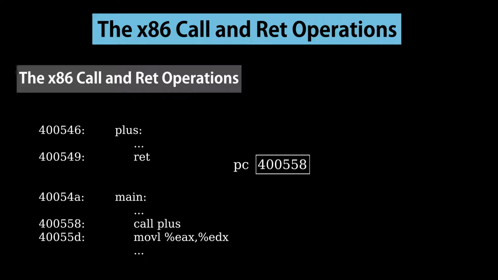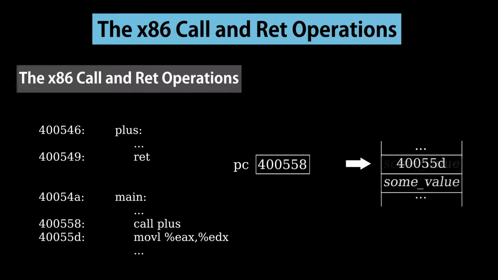Instead, we save the return address by pushing it onto the runtime stack. Prior to the call, the stack pointer is pointing to whatever value is on top of the stack. Here, we're not interested in that value. We push the return address, 40055D, onto the stack. And by the way, we have separate videos on pushing and popping values on the runtime stack. If you're unfamiliar with the details of how that happens, take a look at those.